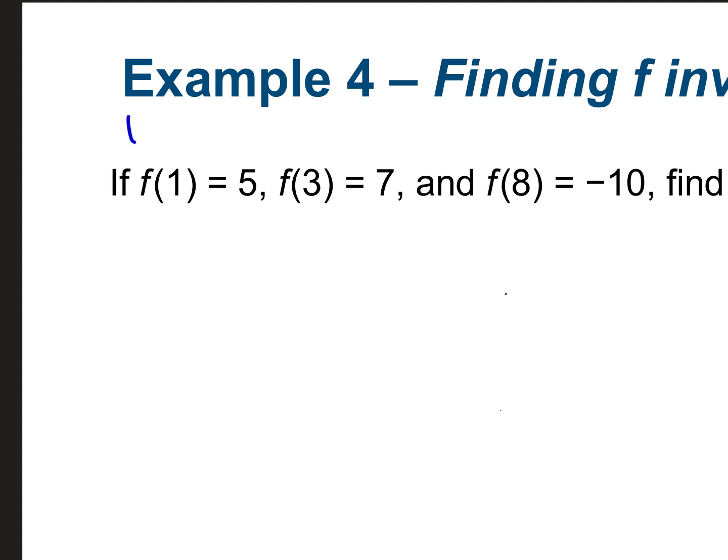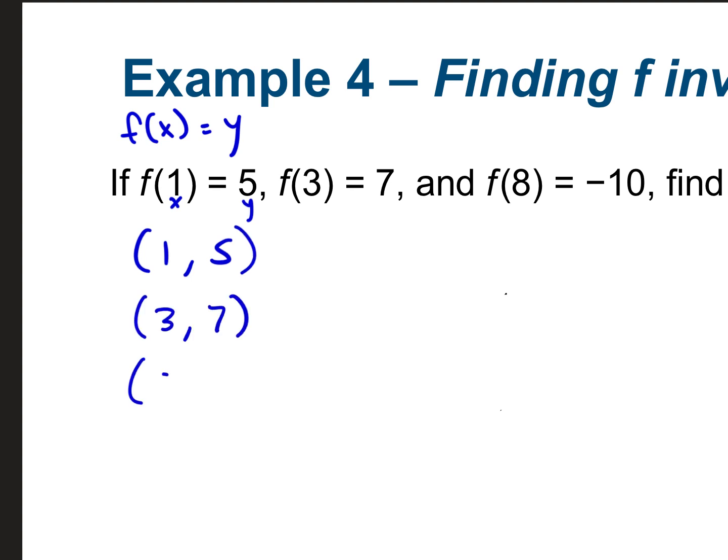Typically we would have f of x is equal to y. So the number inside the parentheses is our x, and what it's equal to is our y. So we would have a point here that's 1, 5. The next point would be 3, 7. And then the other point would be 8, -10.